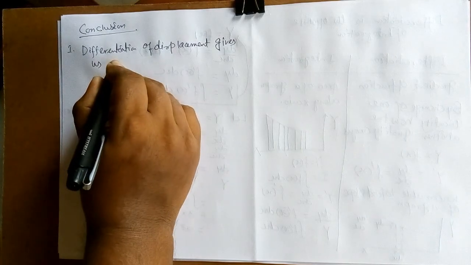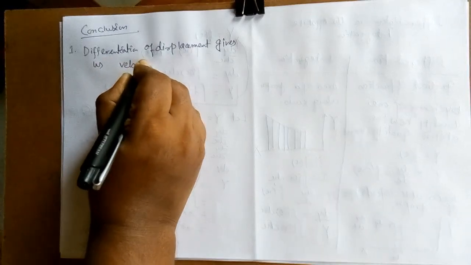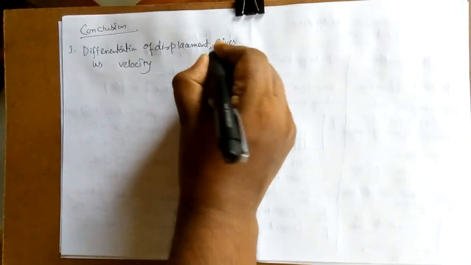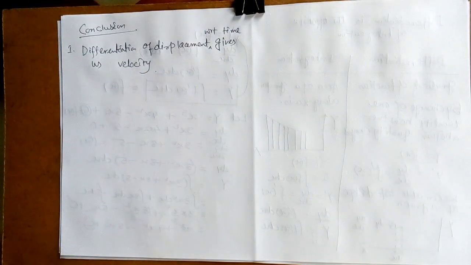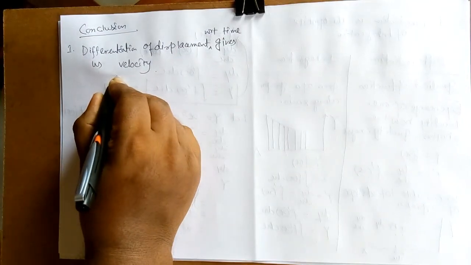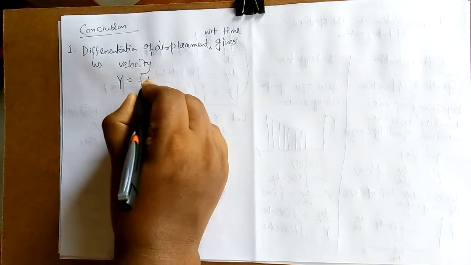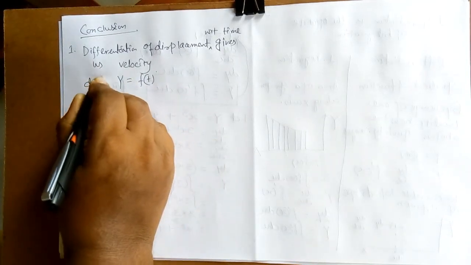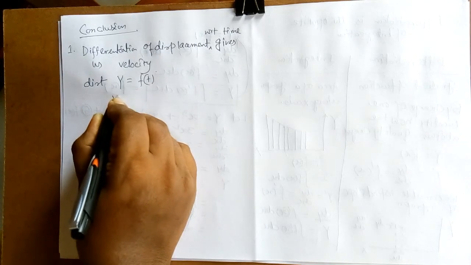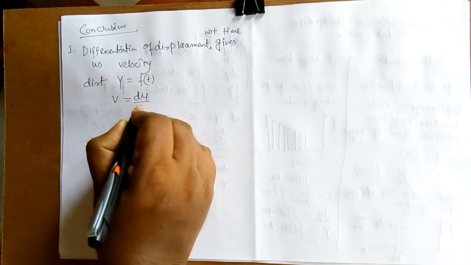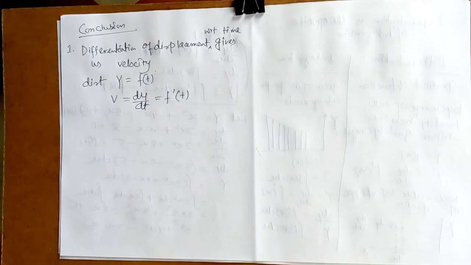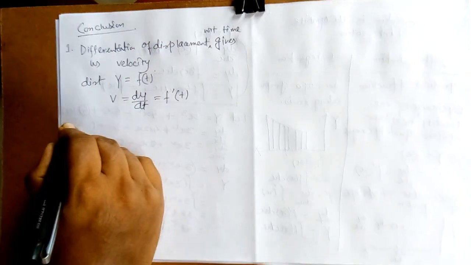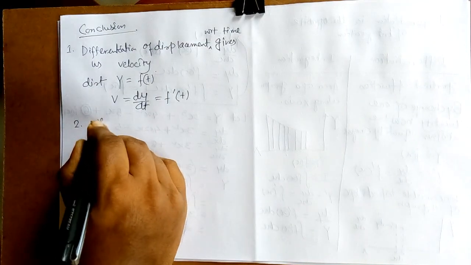gives us velocity, or rather you can say differentiation of displacement with respect to time gives us velocity. Okay, so we can write it: if y is a function of t where y is displacement, then our velocity v equals dy by dt, that is f dash t. That is our velocity.